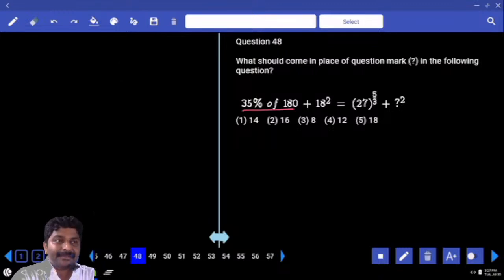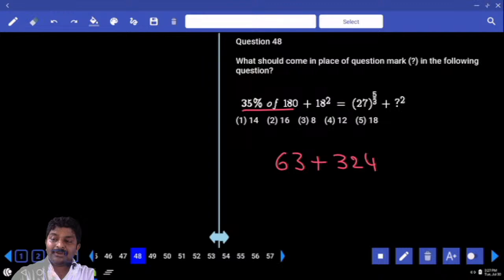35% of 180. 25% plus 10%. Can we go like that? 25%, half and half, 45. 10%, 18. 45, 18. 63 plus 18 square.